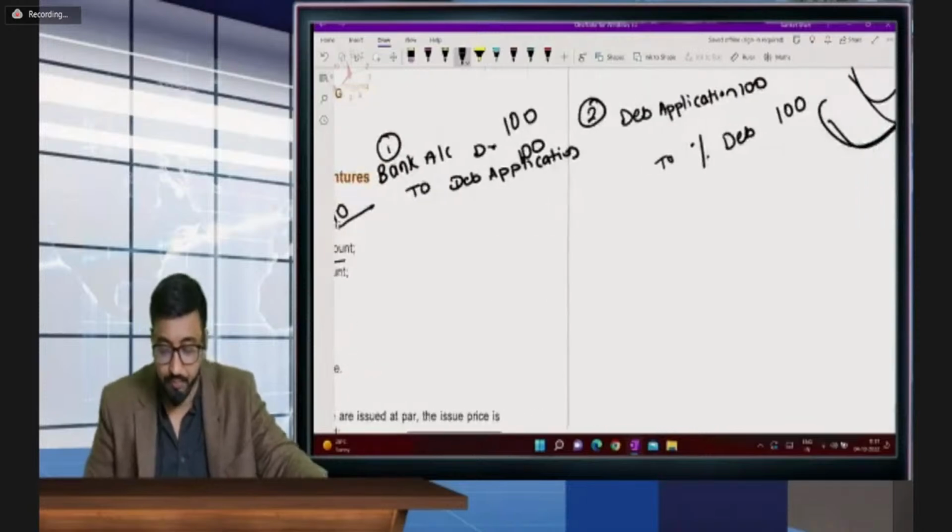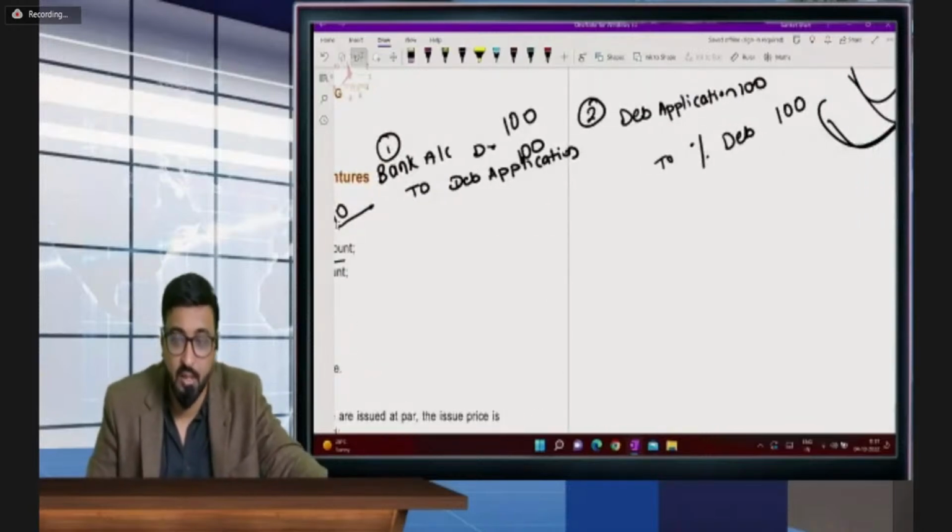So bank account debit to debentures application, debentures application account debit to percentage debentures. So, did you get this concept? Good. Okay, so the application will get cancelled.